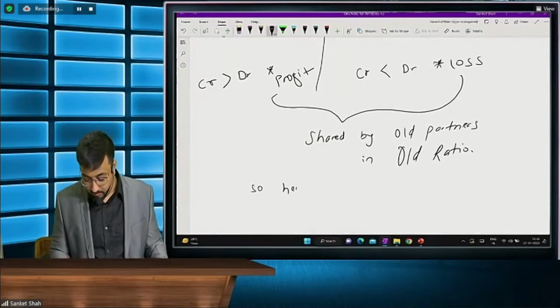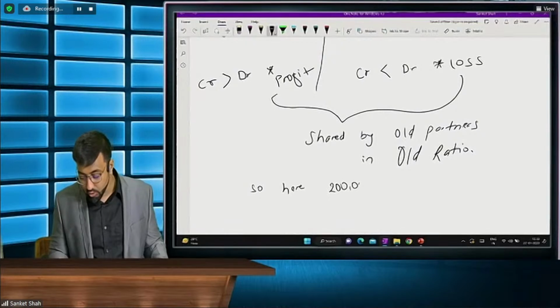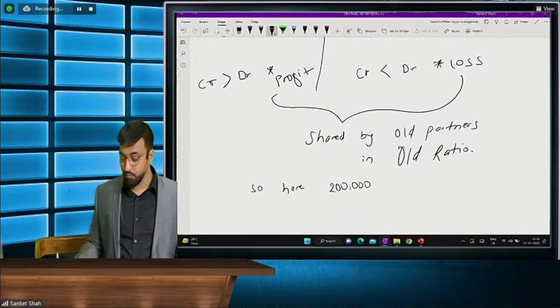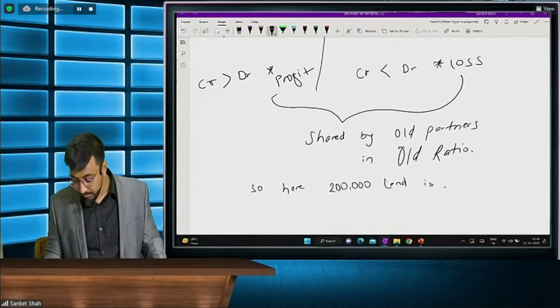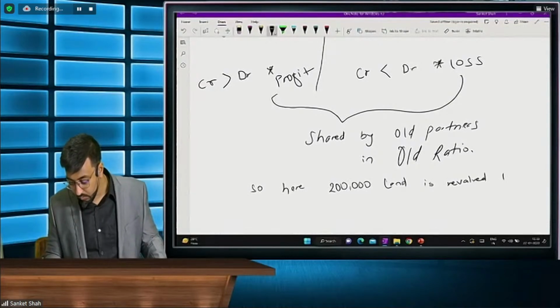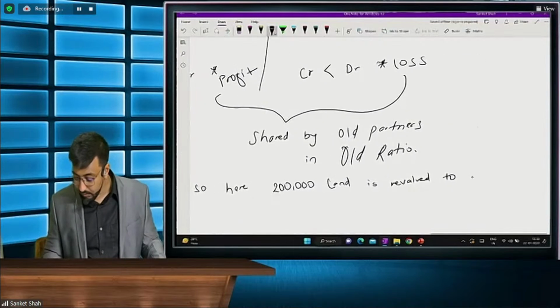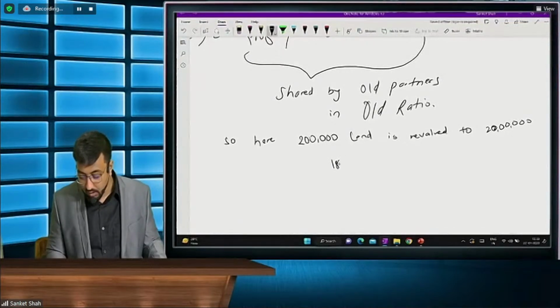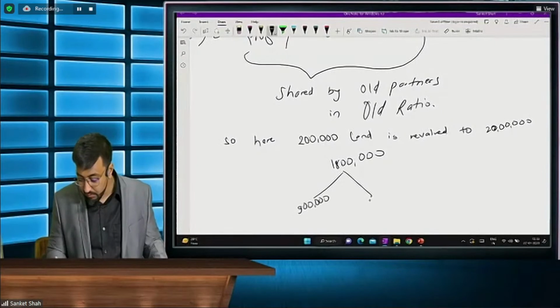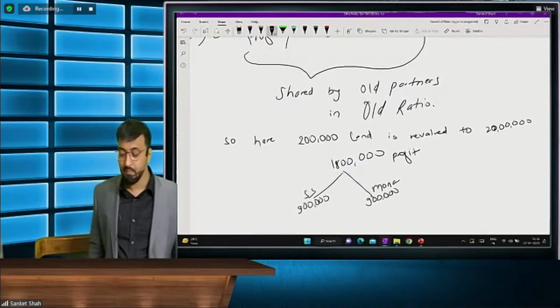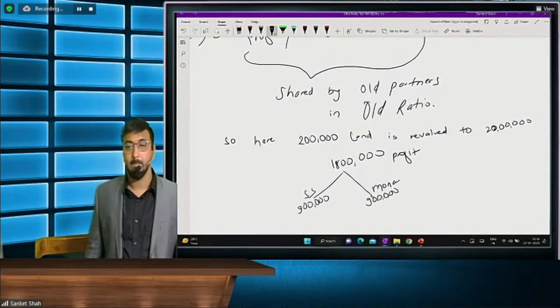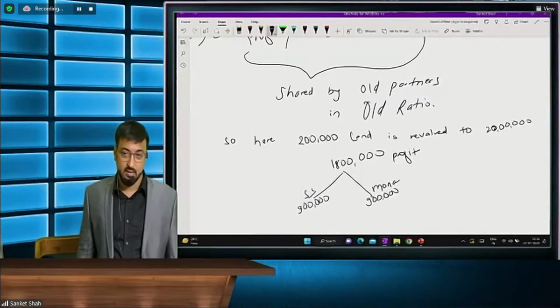So here 2 lakhs rupees land is revalued to 20 lakhs. So profit कितना हुआ? 18 lakhs. And 9 lakhs will be shared by 18 lakhs profit by SS and by Mona.